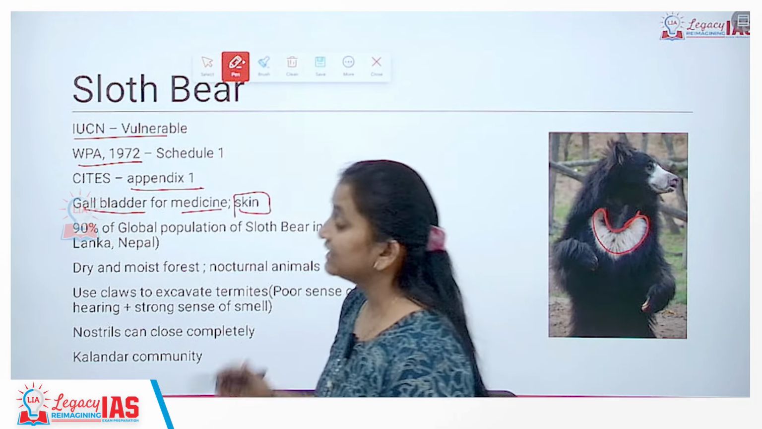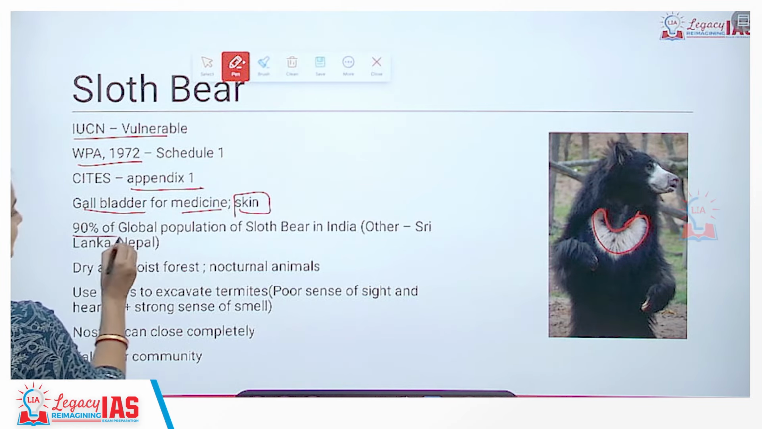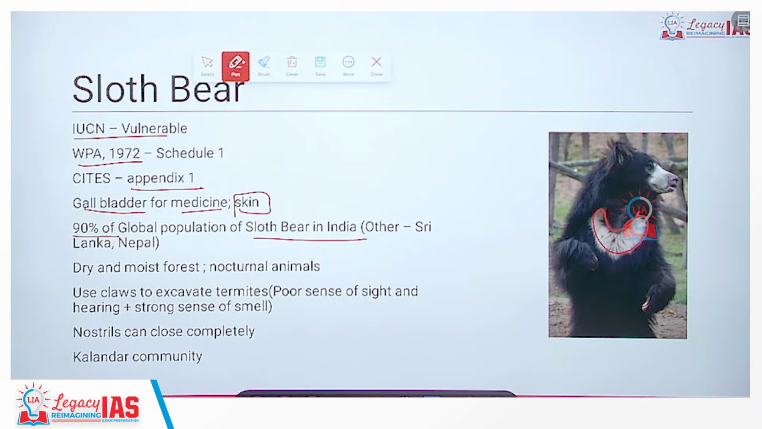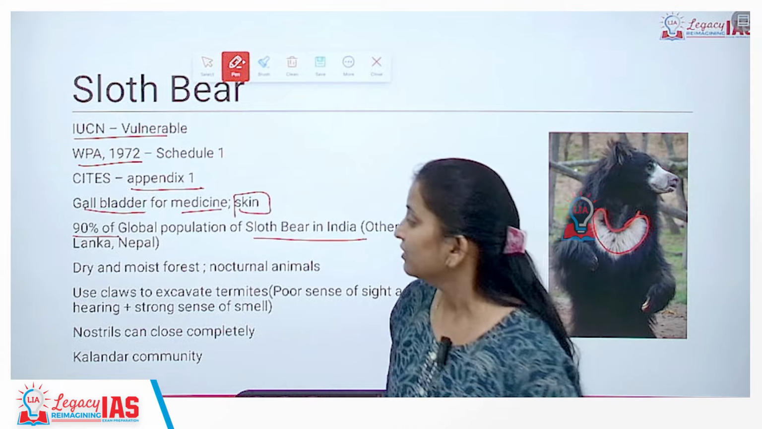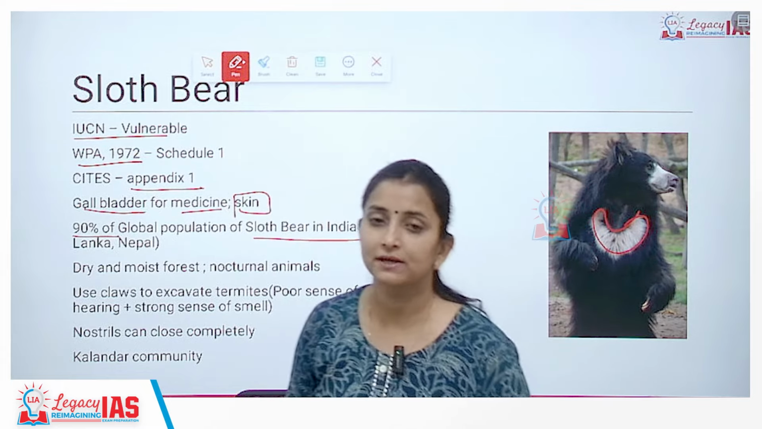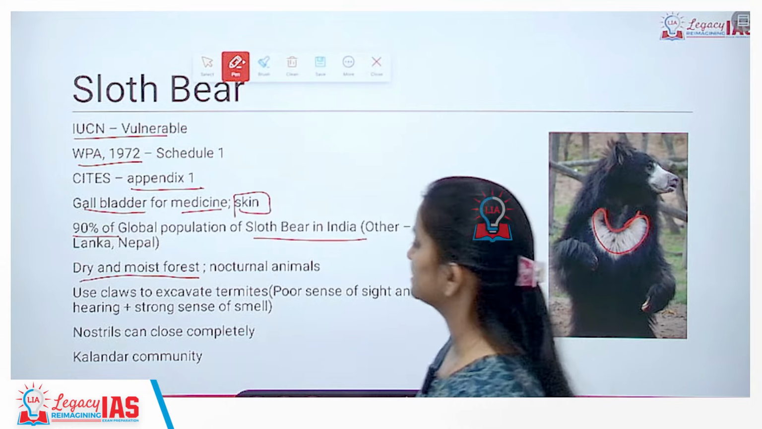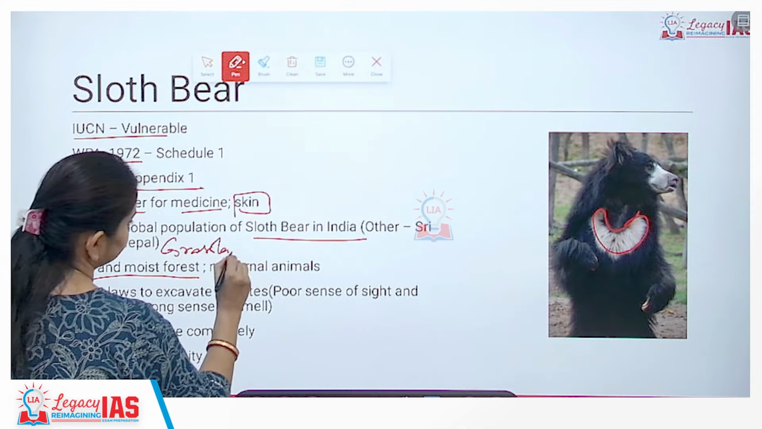90% of the global population of sloth bear is found in India, but apart from India, it is also found in Sri Lanka and Nepal. Where do they inhabit? They inhabit the dry and moist forest region, but also certain grasslands.